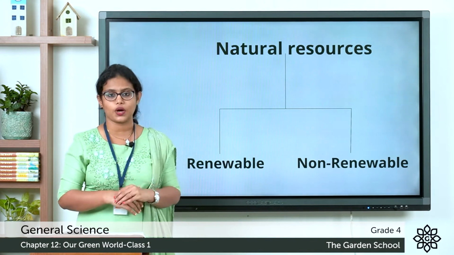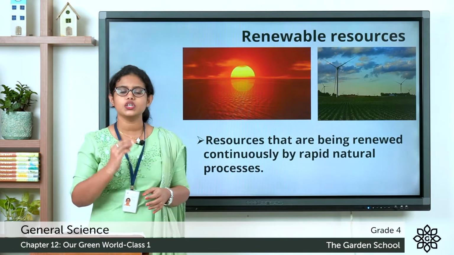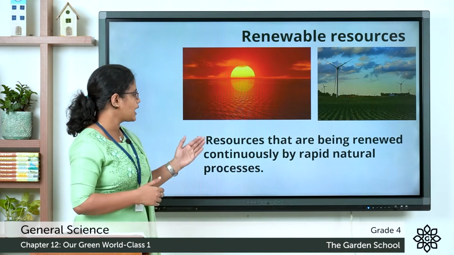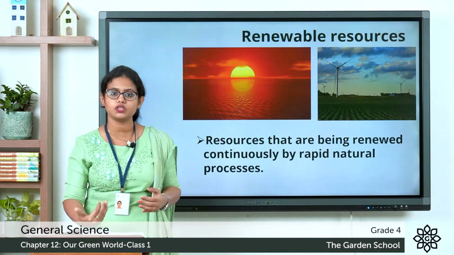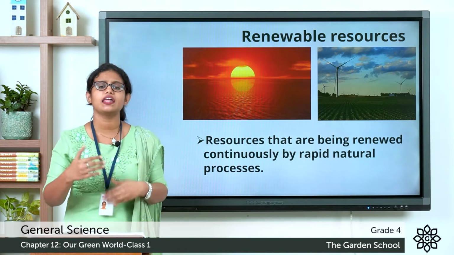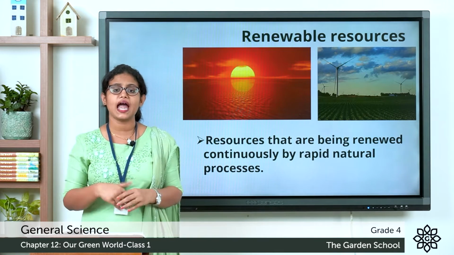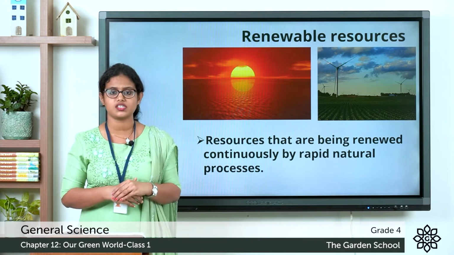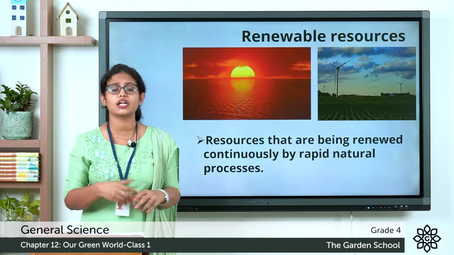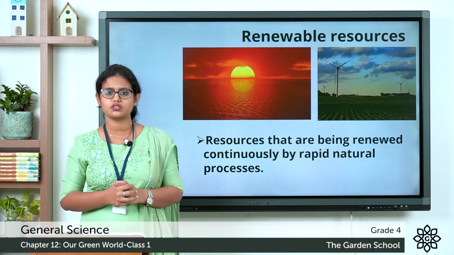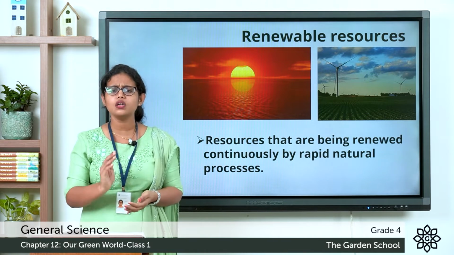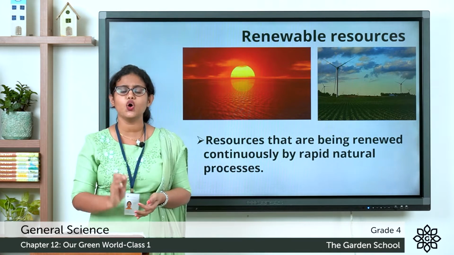So, let's see the first one. The first one is the renewable resource. Resources that are being renewed continuously by rapid natural processes are called renewable resources. So, the resources that can be used repeatedly and replaced by natural process, we call renewable resources. These resources are available in unlimited amount. For example, sun, wind, air, water, all these are examples of renewable resources.